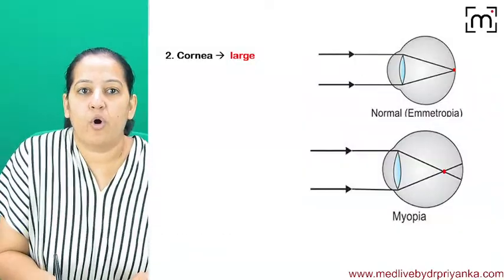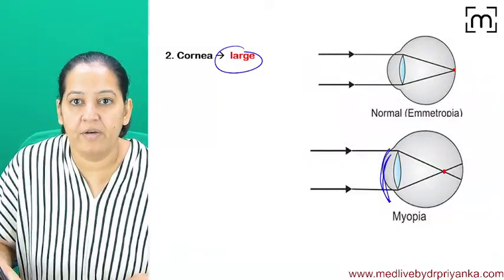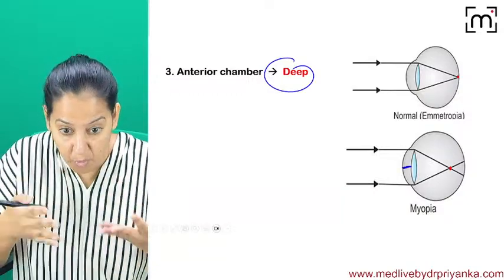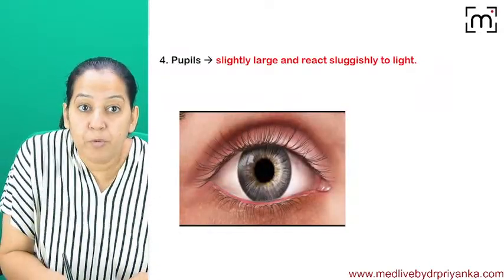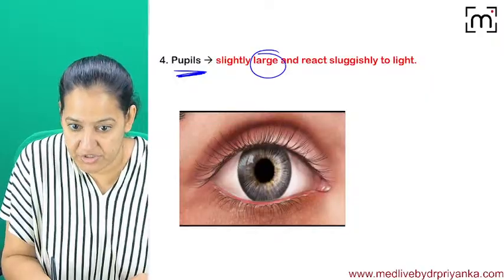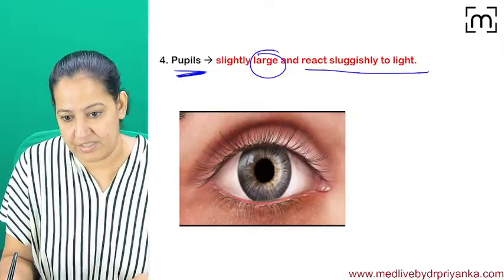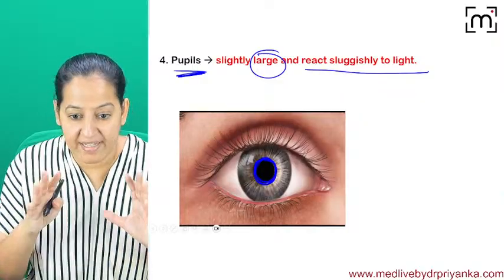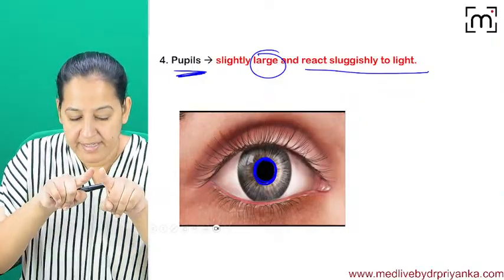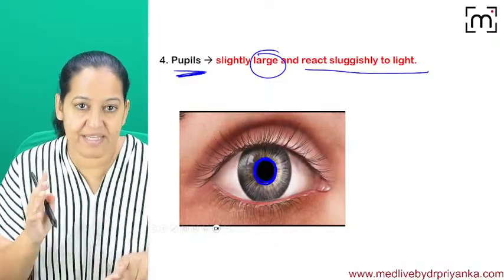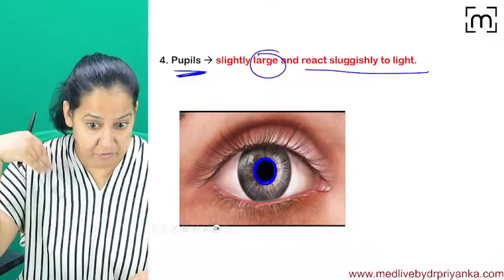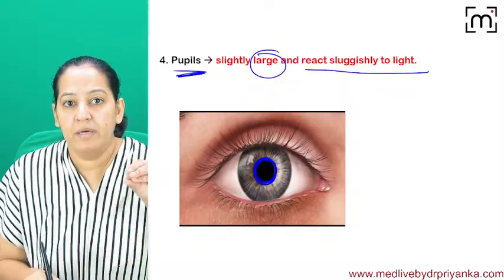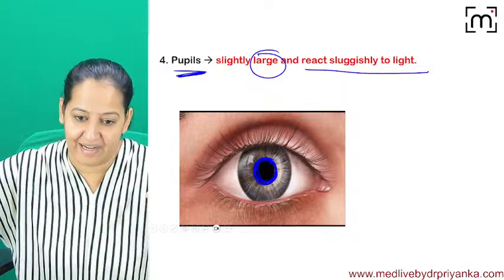That is eyeball. Okay, the cornea is large. Obviously the cornea also gets elongated. The anterior chamber becomes more deep because the eyeball is enlarged. Pupils, what about pupils? Pupils also become large and they respond sluggishly to light. You can appreciate this as the pupil. I guess everyone knows what a pupil is. The iris is a curtain with a hole in the center, and the hole in the center is the pupil, from which light enters the eye and falls on the retina. The parallel rays enter the eye through the pupil. So the pupil is also large because the overall eyeball is enlarged.